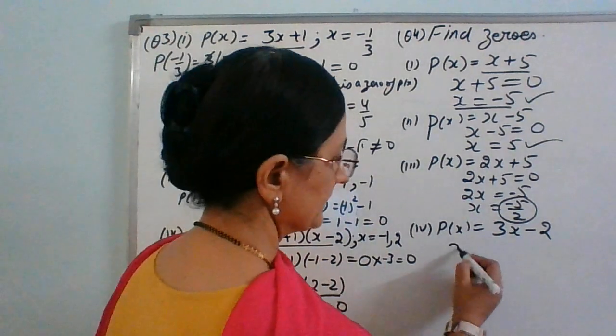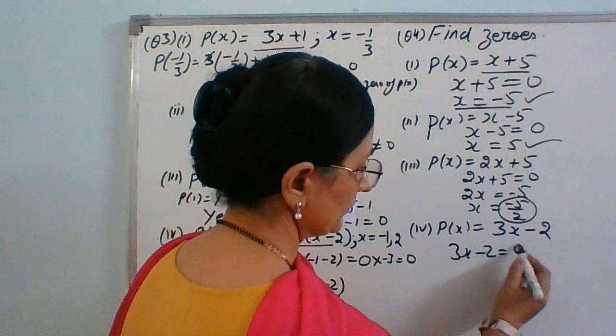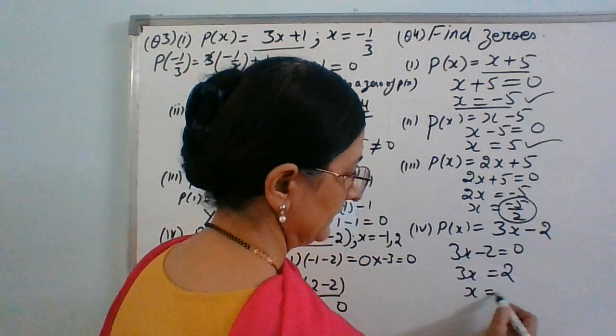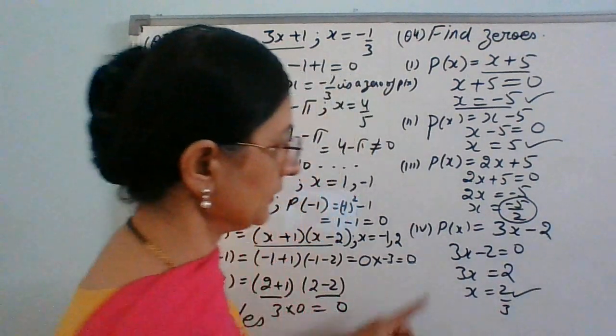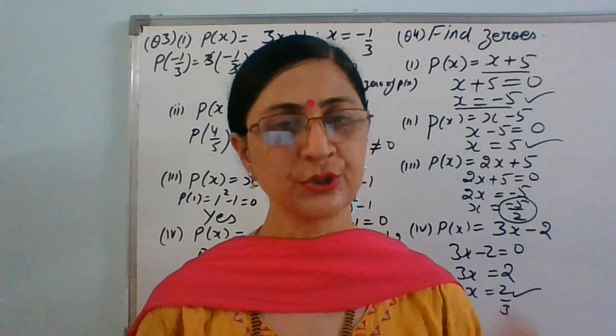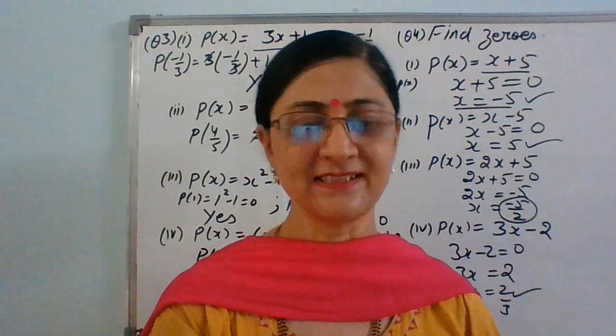Now in this one, 3x minus 2 equals to 0. So 3x equals to 2 goes to the right side with a change of sign. It becomes 2 by 3. So this is the 0 of this polynomial. So I'm done with this exercise 2.2. Now the next exercise 2.3.